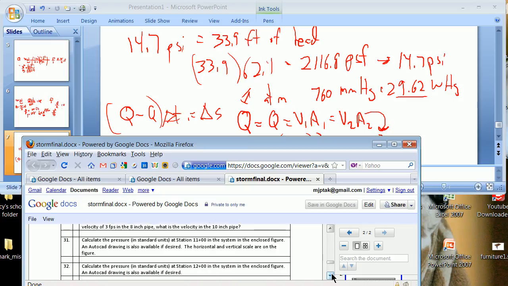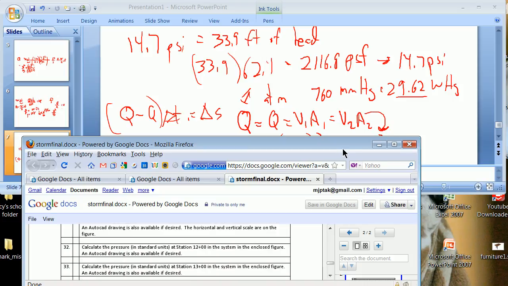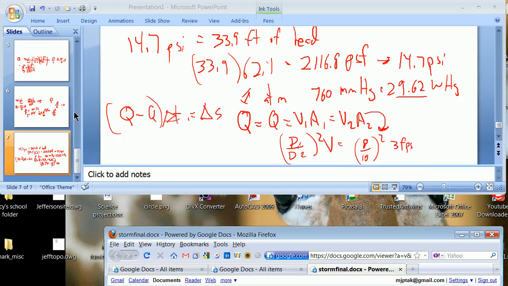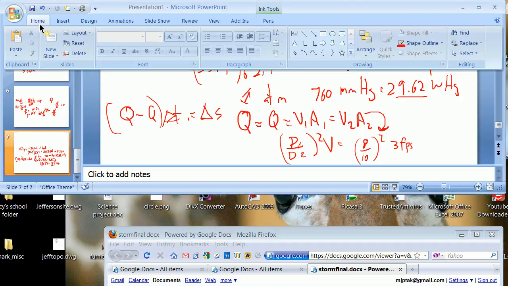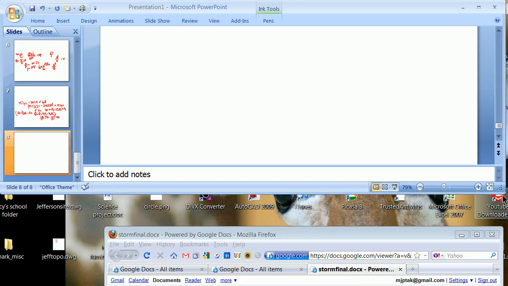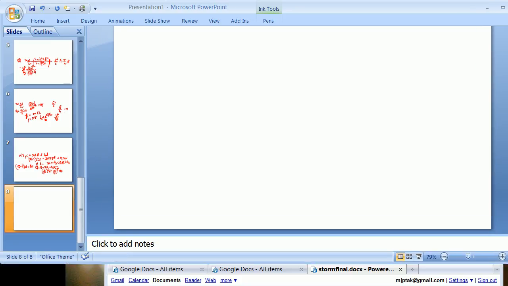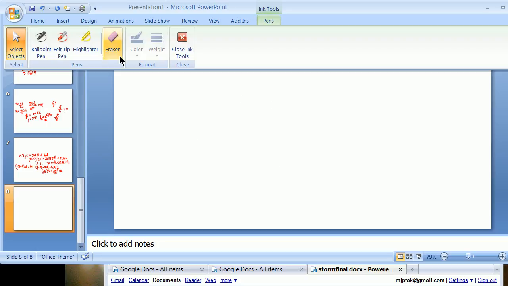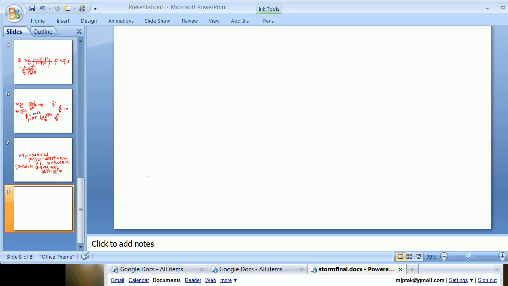31, 32, 33 was essentially this. I will not do the calculations here. However, if you're given Q, you need to put it in CFS. If you're given a diameter, you need to get your area in square feet to get a velocity.